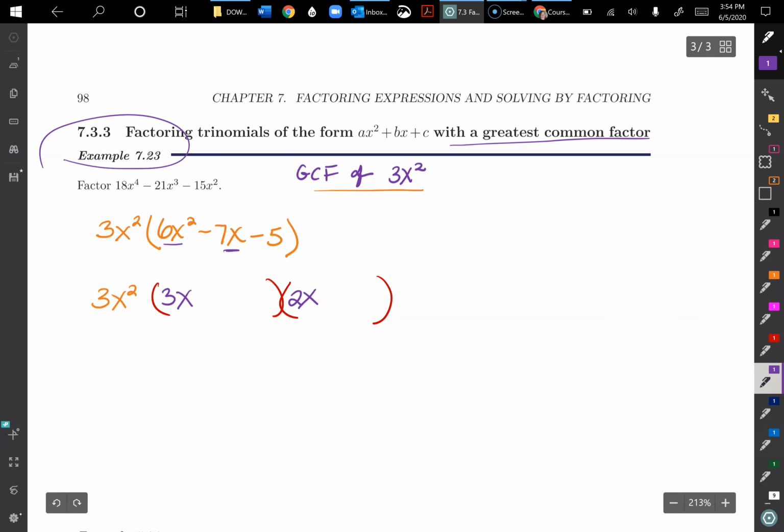And then I also need to keep in mind that I have a negative on the last term here, so I'm going to have opposite signs. So I'm going to go ahead and just plop those in there. And 5 just splits apart. It's 5 and 1, only choice. So I'm just going to go ahead and plop those in there and see what happens.